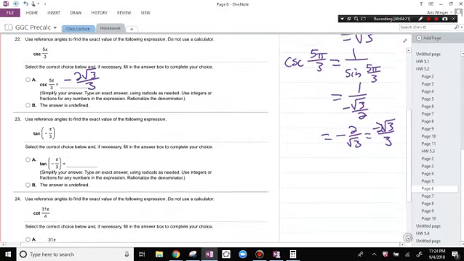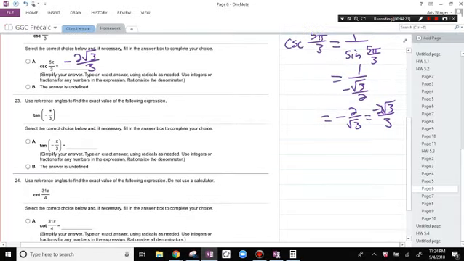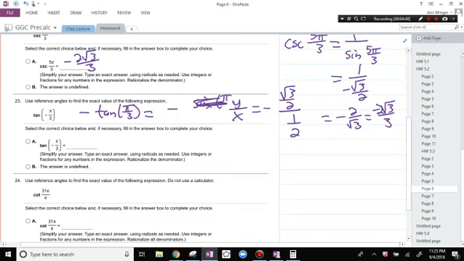Tangent of negative pi over 3 is, tangent is odd, so you can make this minus the tangent of pi over 3. Tangent of pi over 3 is the sine over the cosine, or we can just do it this way. It's minus the y coordinate over the x coordinate. The y coordinate for pi over 3 is the square root of 3 over 2. The x coordinate is 1/2. That is minus the square root of 3.